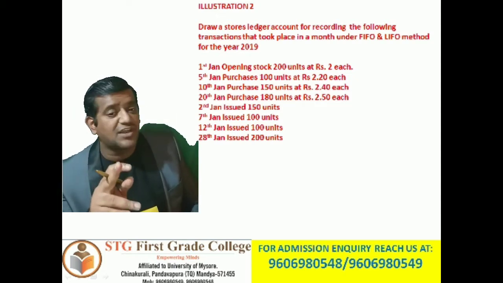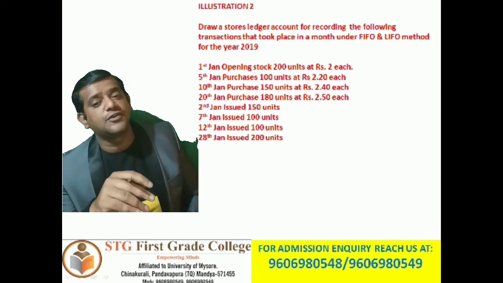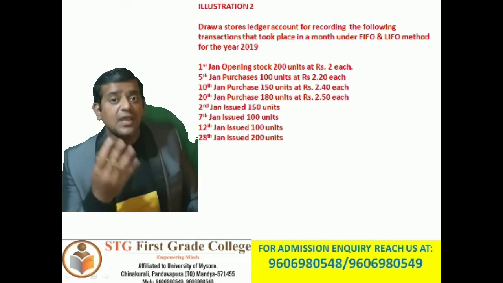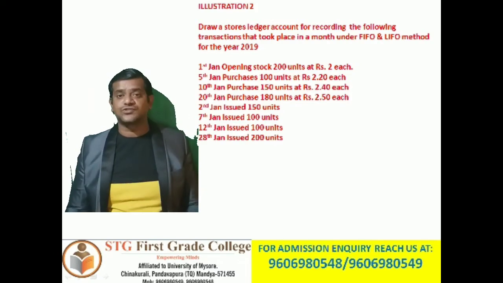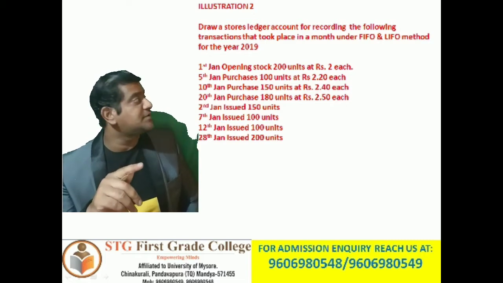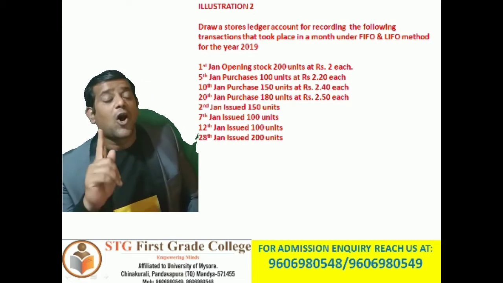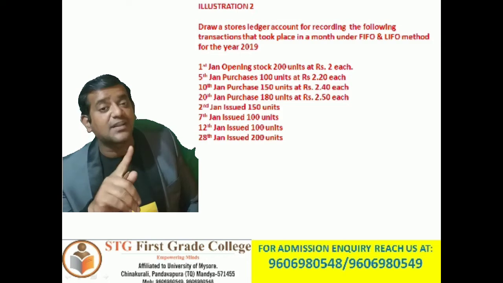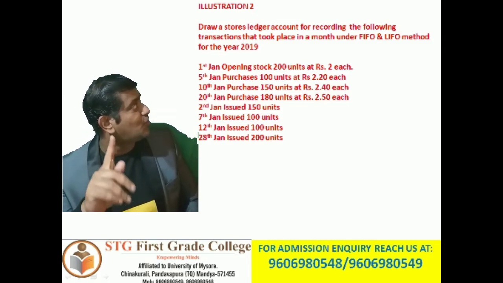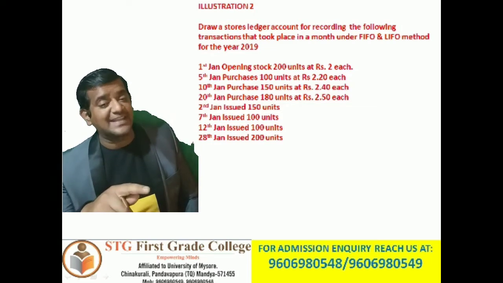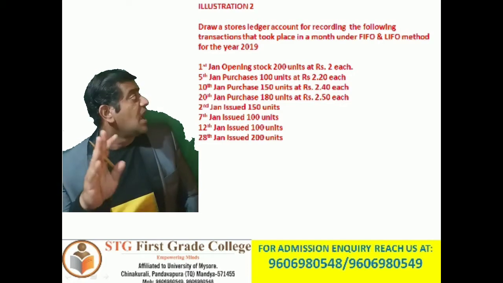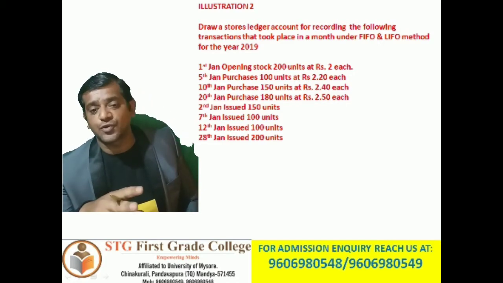Then we have 5th January, a purchase of 100 units. Purchase is nothing but a receipt, because we are purchasing, we are receiving the goods. So remember, purchase 100 units at rupees 2.20 each. On 10th January, purchase, that is receipt, 150 units at rupees 2.40. Then on 20th January, there is a purchase of 180 units at rupees 2.50 each.